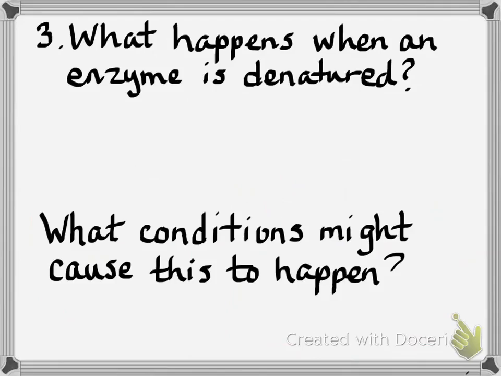Okay. Question 3. What happens when an enzyme is denatured? What does denatured mean? It changes shape. Good, Michaela. It changes shape. Okay, is that a problem? Yes. It's a big problem. The enzyme will stop working if it changes shape.